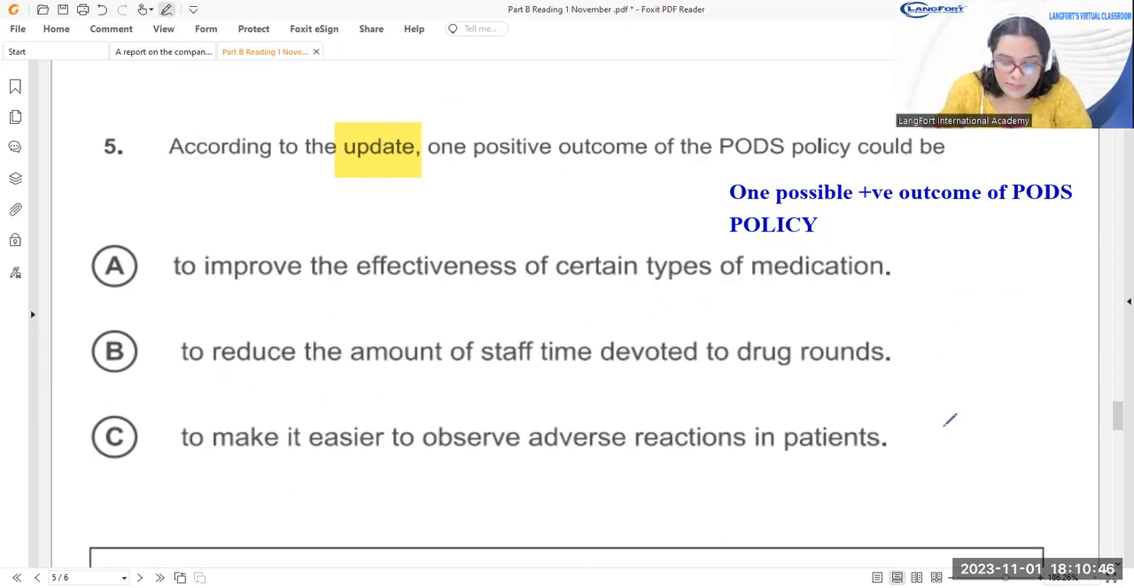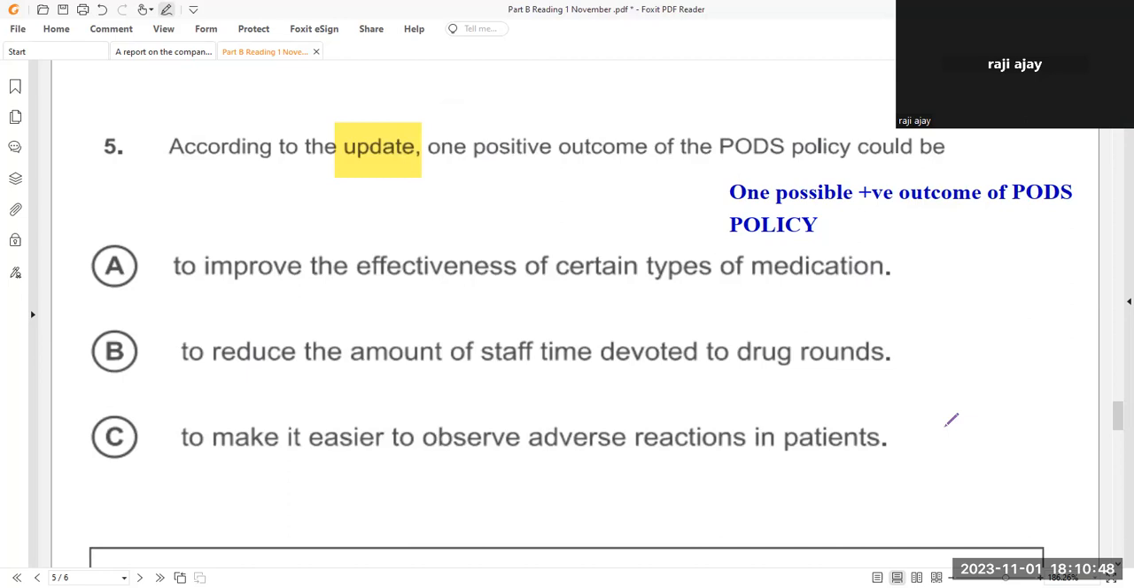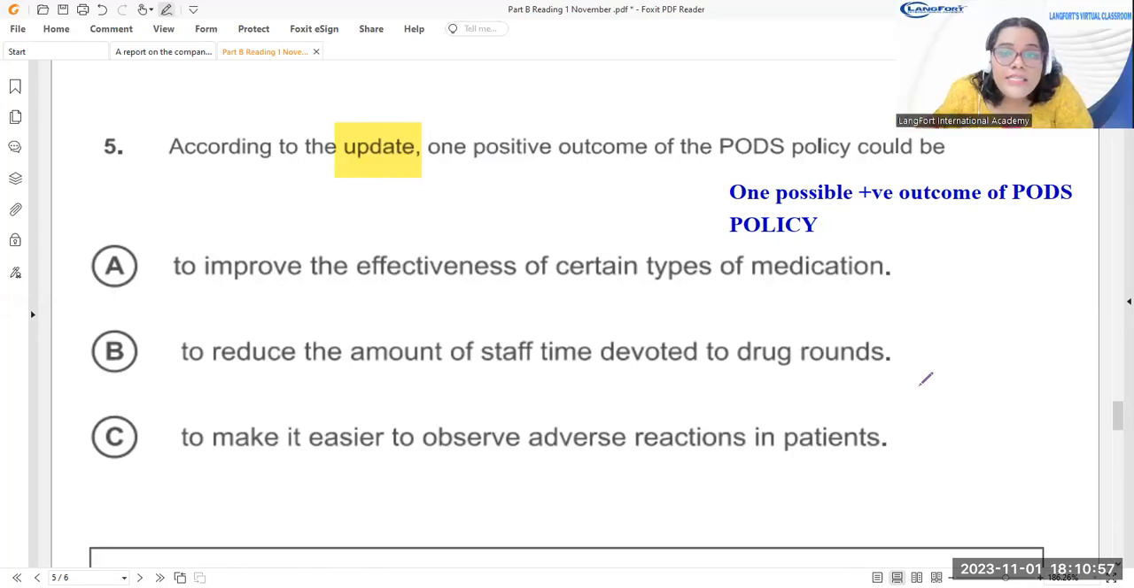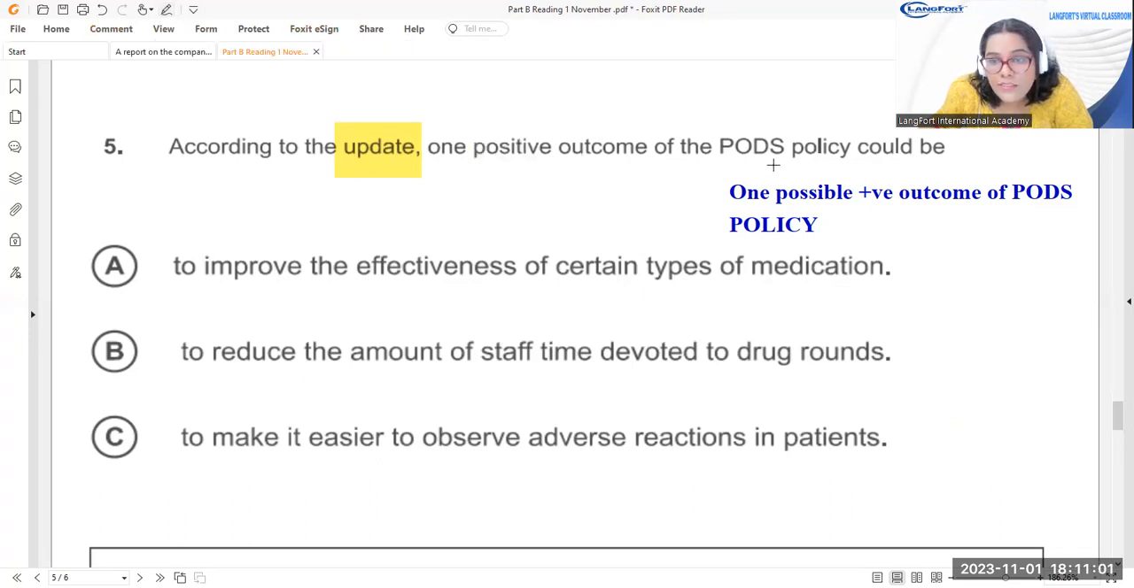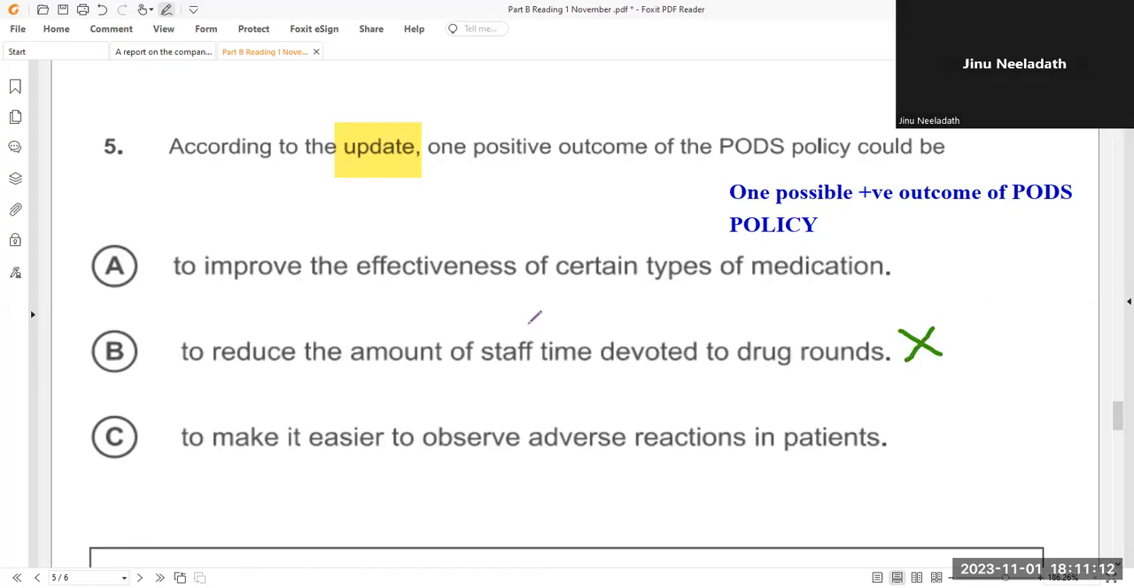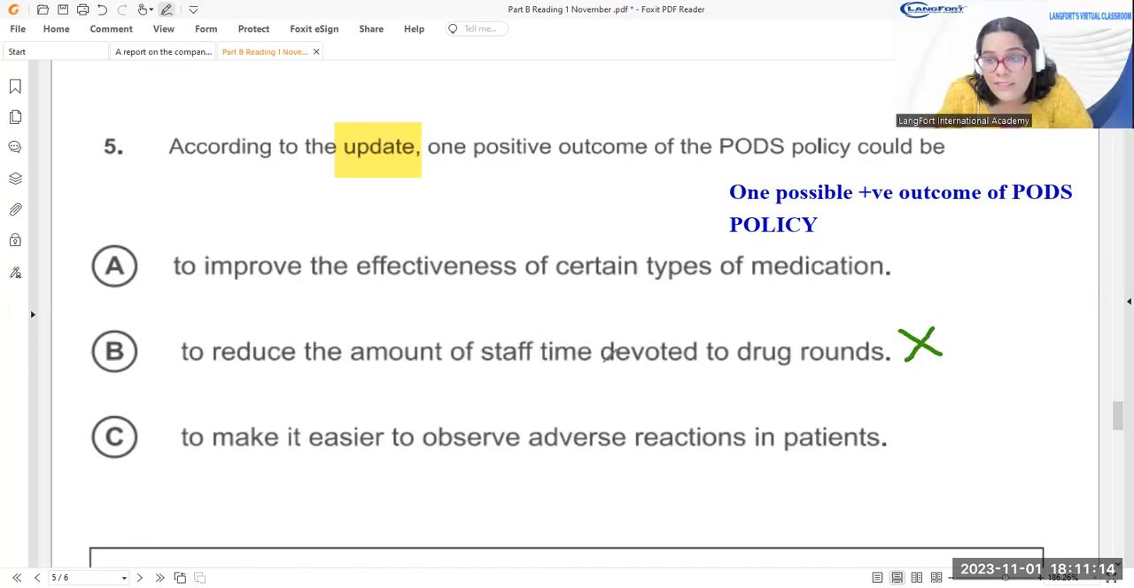Go ahead, Raji, can you read the other options? According to the update, one positive outcome of the PODs policy could be to reduce the amount of staff time devoted to drug rounds. Is that the positive outcome, that the PODs policy can help reduce the amount of time staff spend on drug rounds? Have they talked about the time spent by staff? No. They have talked about drug rounds, but not the time spent by staff. So that's not it.